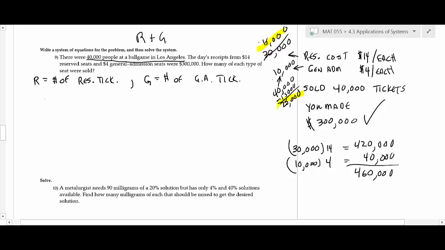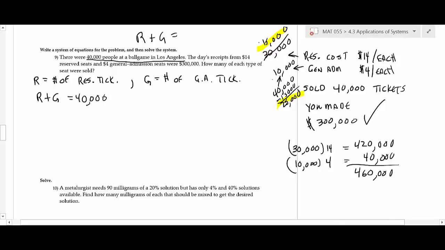What do R and G add up to? The number of tickets you sold. The total number of tickets you sold. What is the total number of tickets? 40,000. That's an equation right there, okay? You have to see that connection. So R plus G is 40,000.